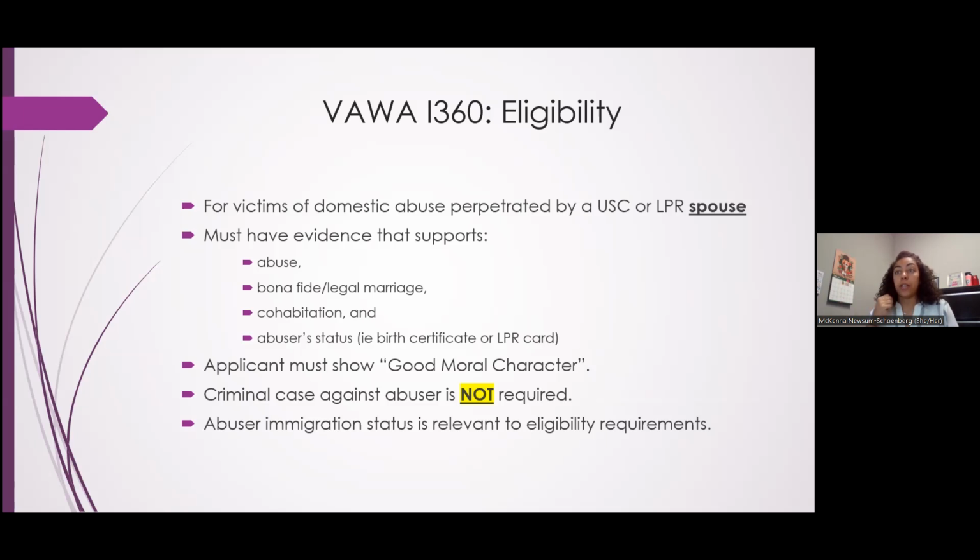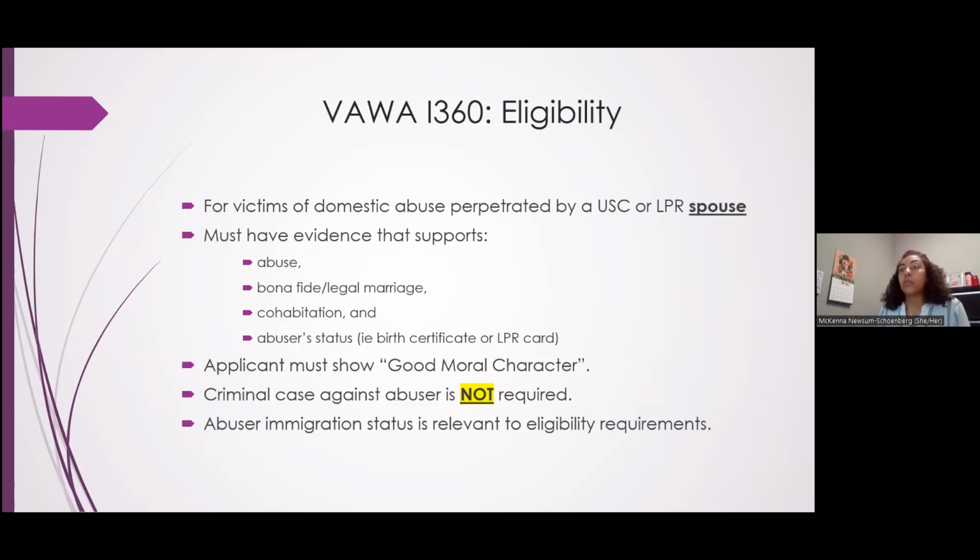You also need to prove that you had a bona fide or legal marriage. That means that if you had a marriage certificate, that counts. But in the state of Colorado, we also recognize common law marriage, which means that both people in the partnership held themselves out to be partners, to be spouses, and you lived your lives in such a way. So if you have tax documents that show that you two were married, or family members who are willing to say, yes, that was this person's husband, though they don't have a marriage certificate.